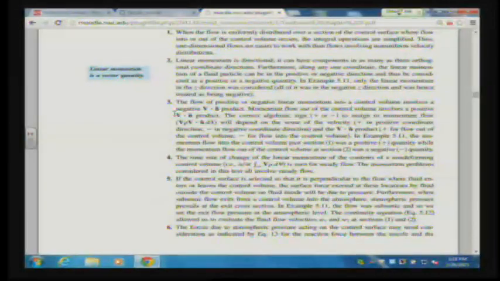The fourth point, the time rate of change of linear momentum of the contents of a non-deforming control volume is 0 for steady flow. The dV term is going to be 0, and so the whole term is going to go to 0 if the flow is steady. And the momentum problems considered in this text all involve steady flow. That's extremely important for you computationally.